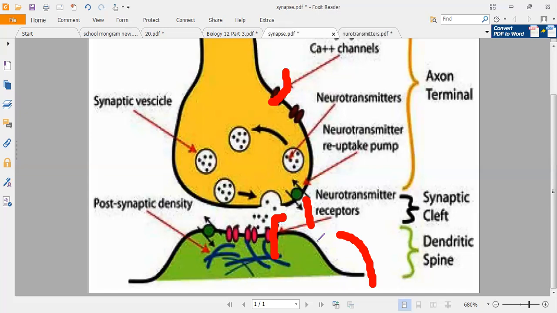So by all this, synaptic transmission is done, and we can feel the emotions, we can feel the pain, pressure, and so on, because these signals are transferred by this synaptic transmission as well.